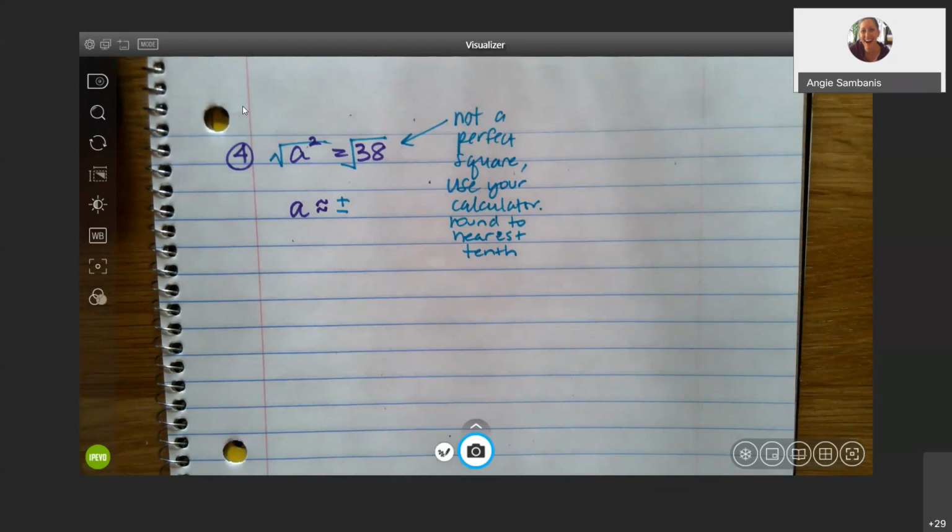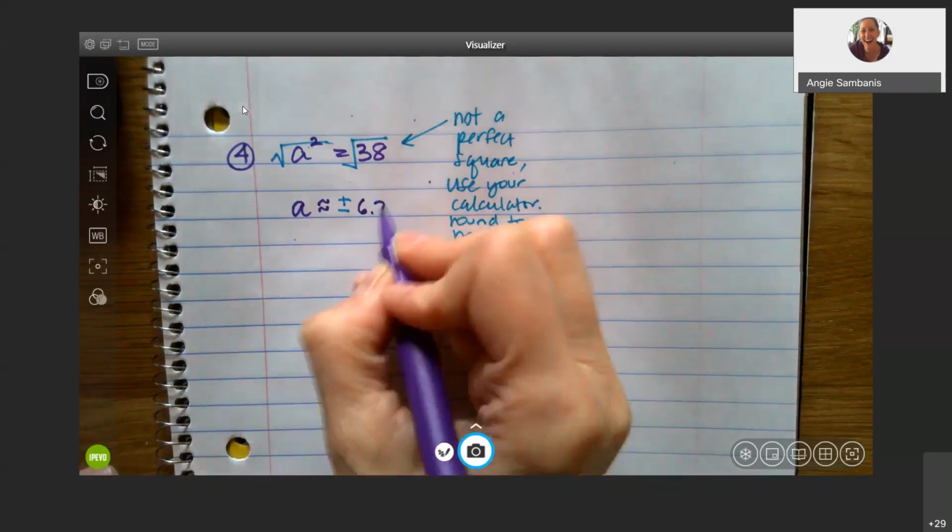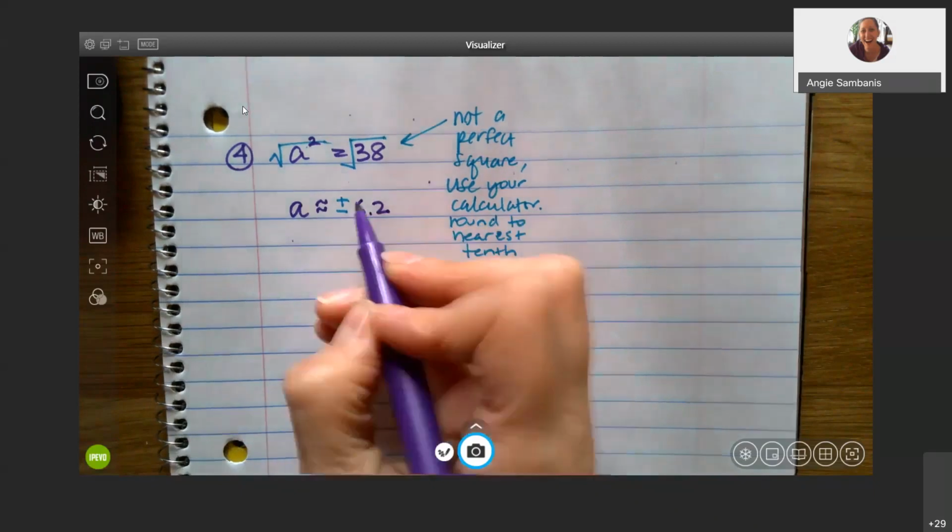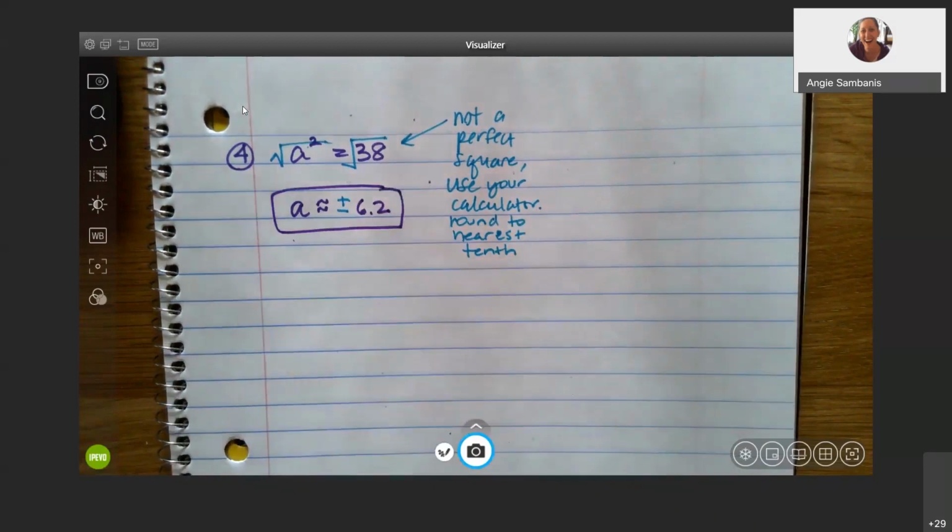I'm going to say this a lot, it's never as easy as the first few examples. Right, we should get 6.16 or 6.2. Okay, that is the approximate. Let's take a quick look and see if we can simplify.